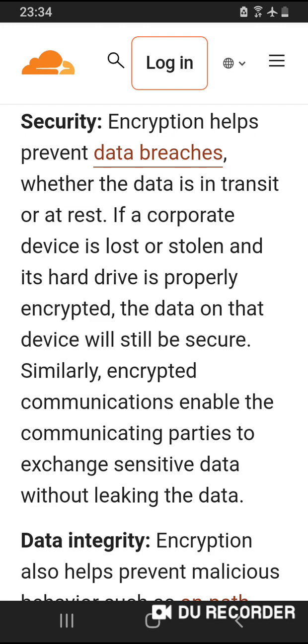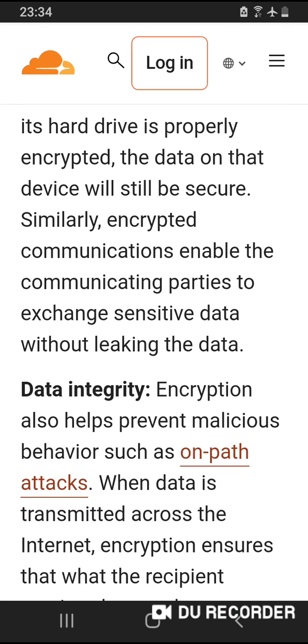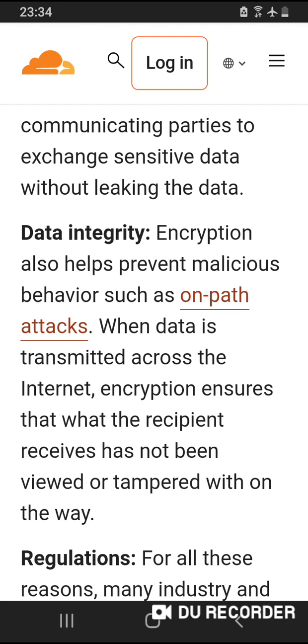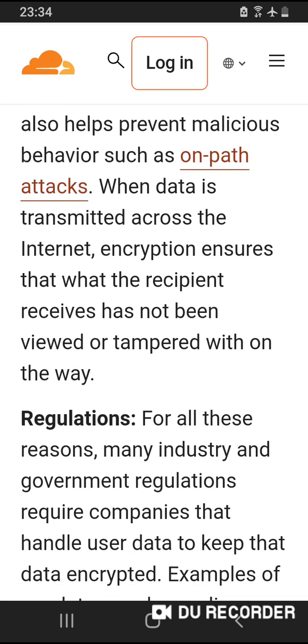If a corporate device is lost or stolen, and its hard drive is properly encrypted, the data on that device will still be secure. Similarly, encrypted communications enable the communicating parties to exchange sensitive data without leaking the data. Data integrity. Encryption also helps prevent malicious behavior such as on-path attacks. When data is transmitted across the internet, encryption ensures that what the recipient receives has not been viewed or tampered with on the way.